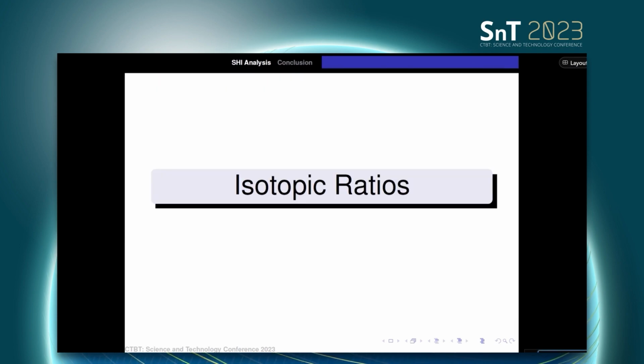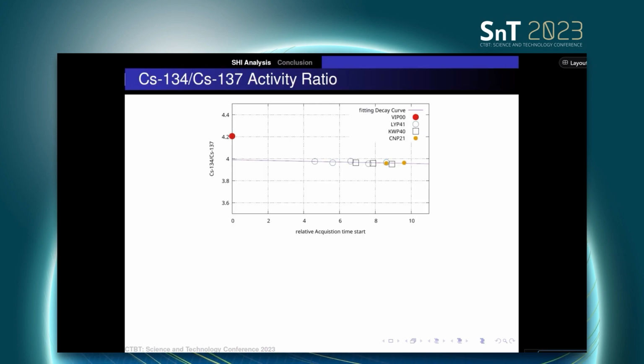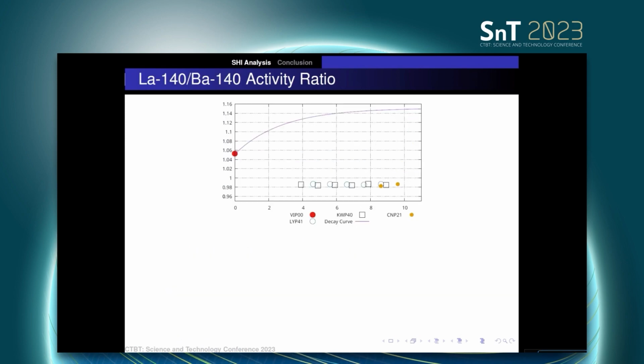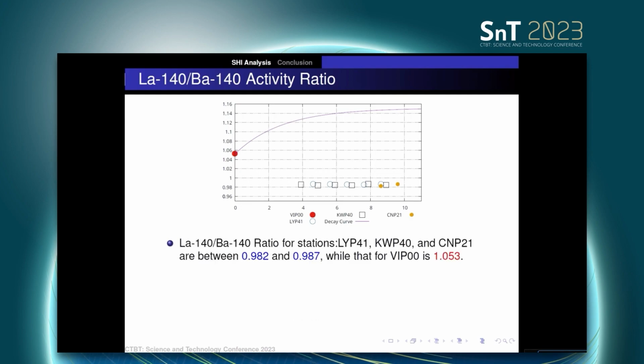So by using the isotopic ratio between cesium 134 and 137, by making the ratio for all detections, we get most of the detections following the same decay curve, except VIP, which has another ratio. That means we actually have not one source, we have two sources at least. The same conclusion we can get from the ratio between lanthanum 140 and barium 140. We have two decay curves, so we have two sources at least.